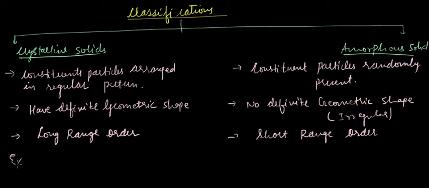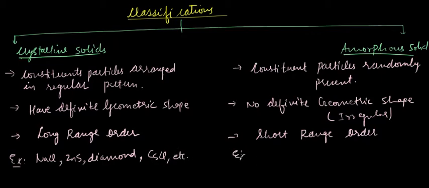And examples of crystalline solids can be NaCl, ZnS, diamond, CsCl, etc. And examples of amorphous solids can be glass, rubber, plastic, etc.